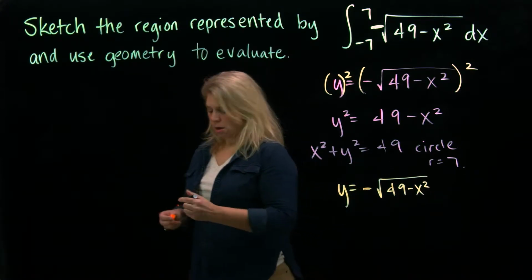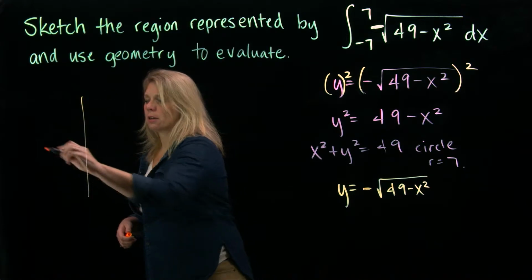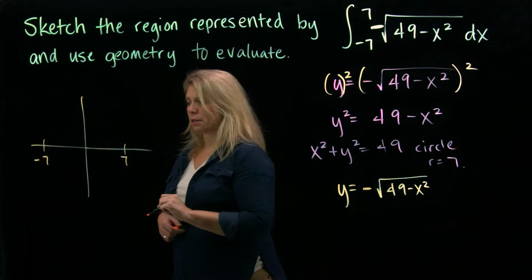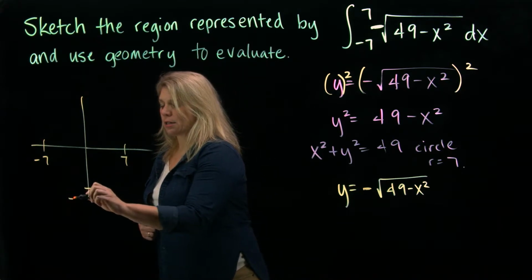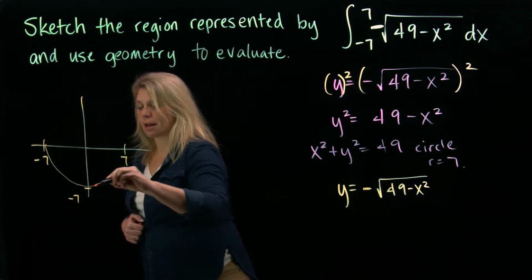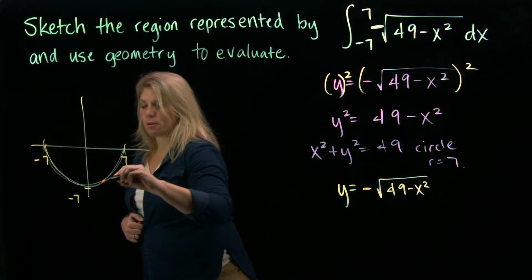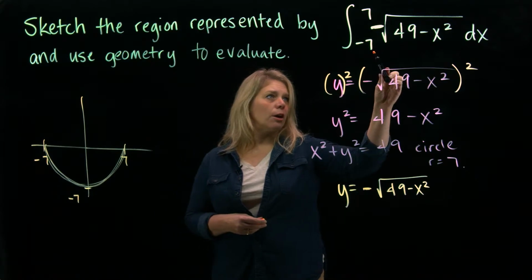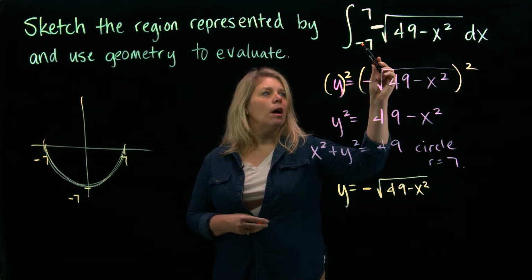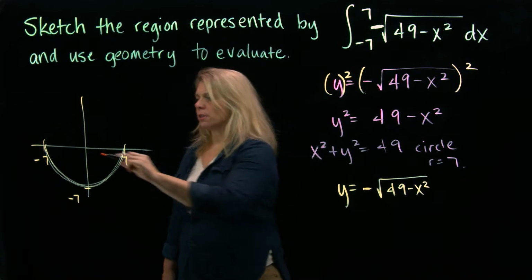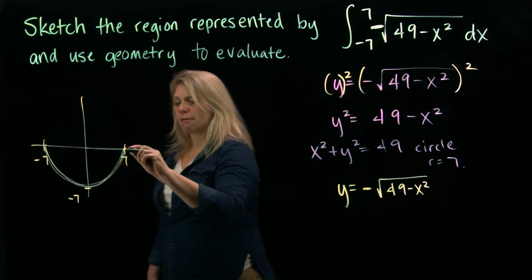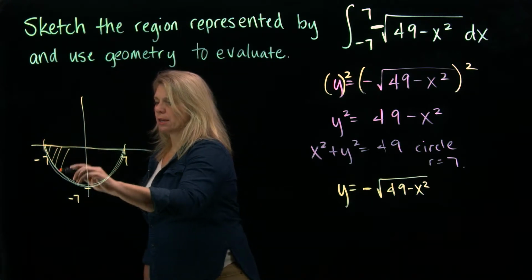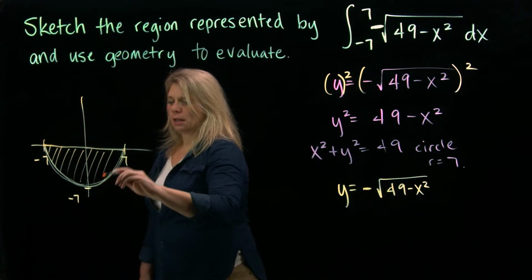Okay, so let's go ahead and sketch the picture here. So a circle with radius 7 centered at the origin, but we really are just going to have the bottom half of that circle. All right, so there is the curve that we're interested in. And we're interested in that curve on the interval from negative 7 to 7. So all the way from x equals negative 7 to x equals positive 7 over this entire interval here. So we're interested in this entire region here.